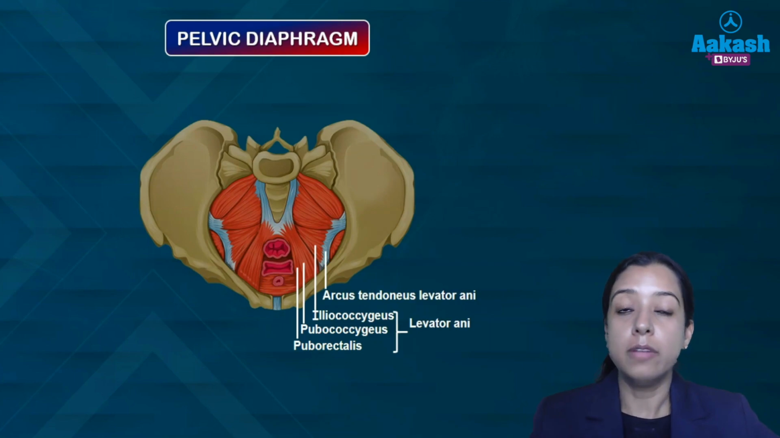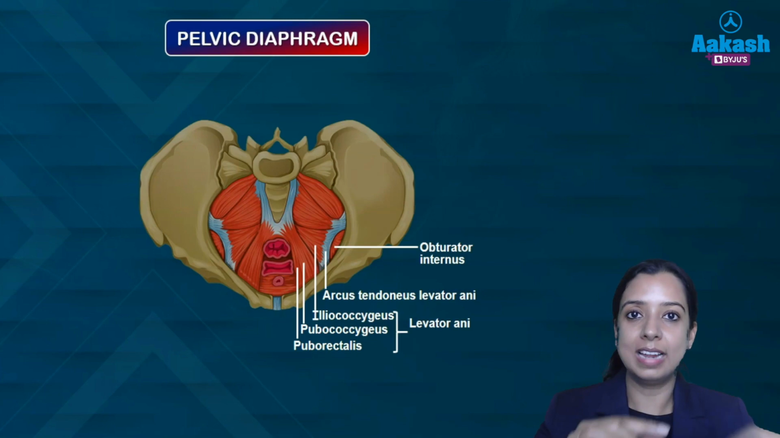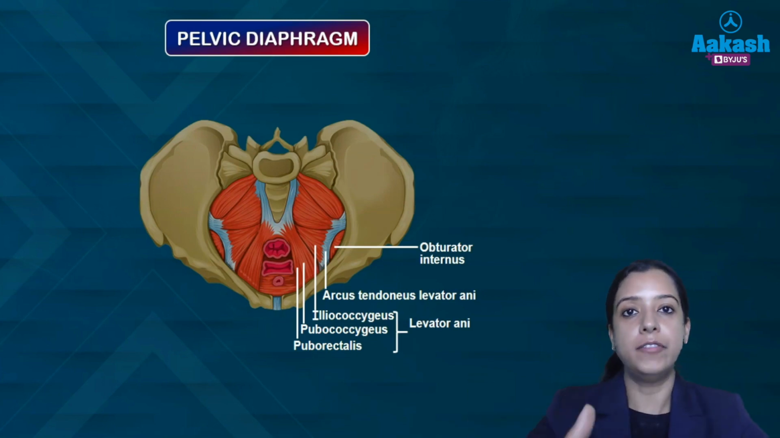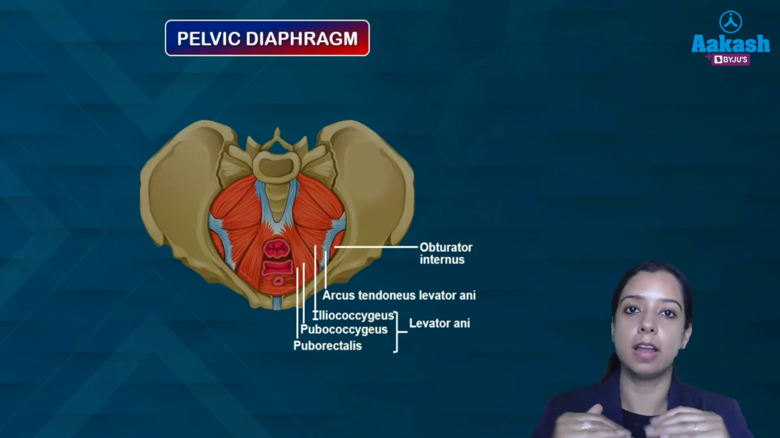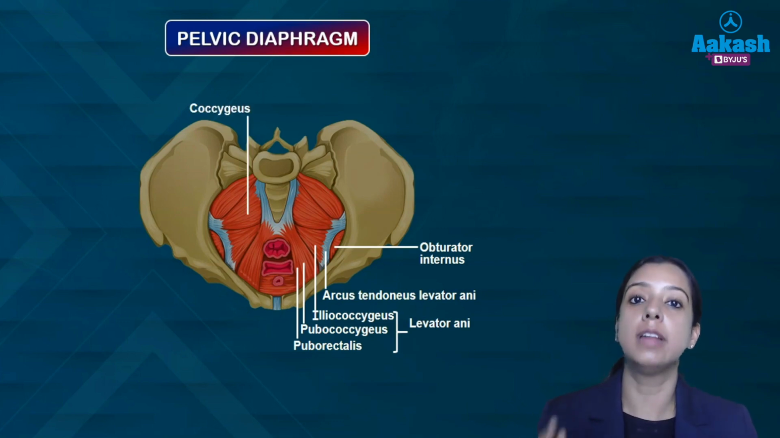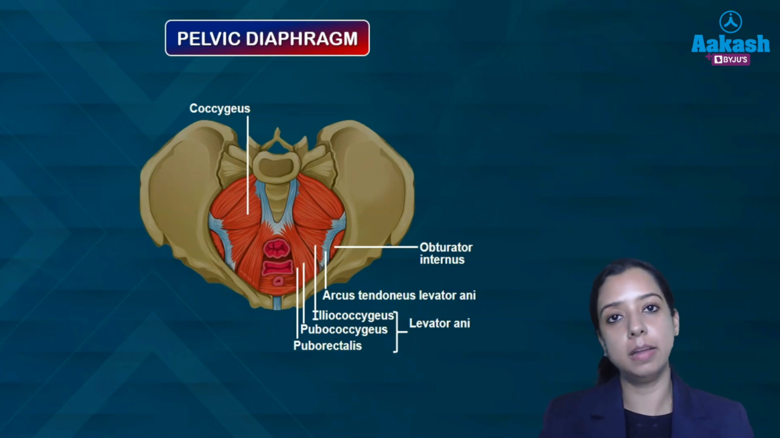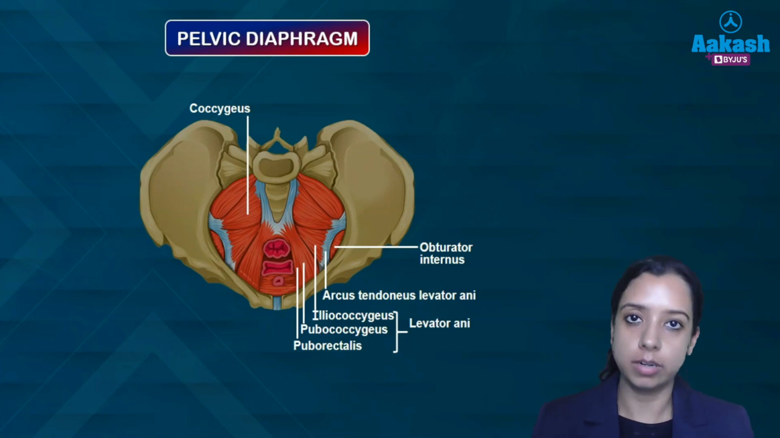Where are they originating from? They are originating from a white line called the arcus tendineus levator ani. This is the origination point, and this white line is actually lying on the muscle obturator internus. The fascia on the obturator internus muscle gets thickened, forming a white line, which gives origin to this levator ani muscle, right? The muscle which is lying behind is coccygeus, which is arising from the ischial spine, not from the white line. It is a part of the pelvic diaphragm. It is not a part of levator ani.